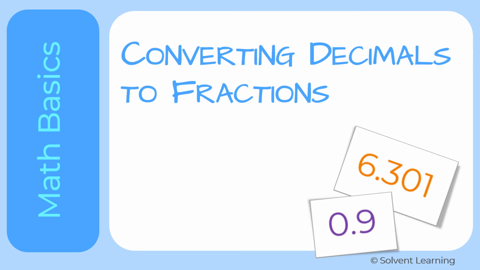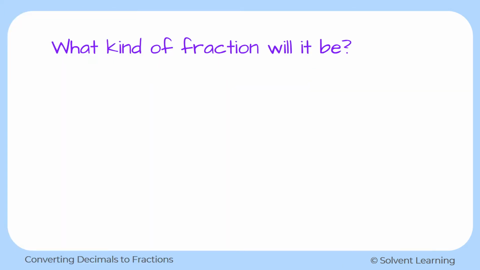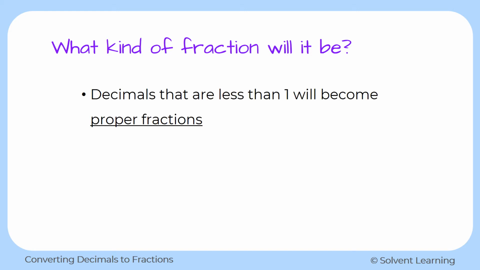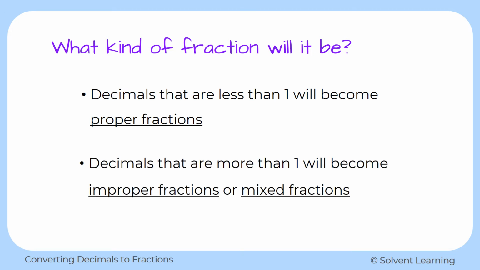In this lesson, we're going to learn how to convert decimals into fractions. Now, depending on the size of our decimal, that's going to determine what kind of fraction we'll end up with. So if the decimal is less than 1, it will become a proper fraction, and that's where the numerator is smaller than the denominator. Decimals that are more than 1 will become either improper fractions, where the numerator is larger than the denominator, or we can also write them as mixed fractions, where we have the whole number part and the fraction part.